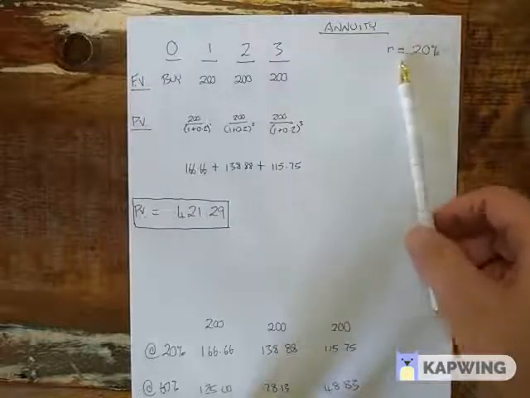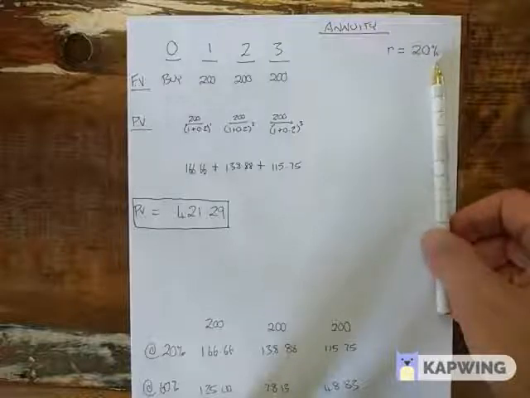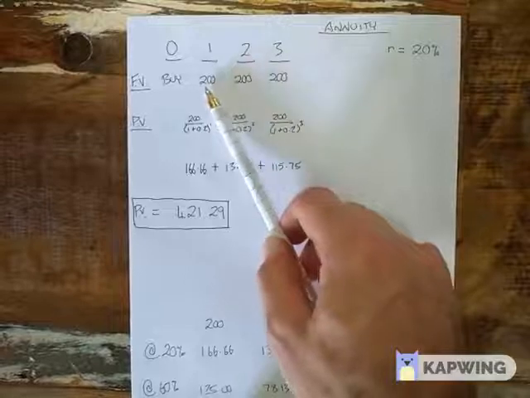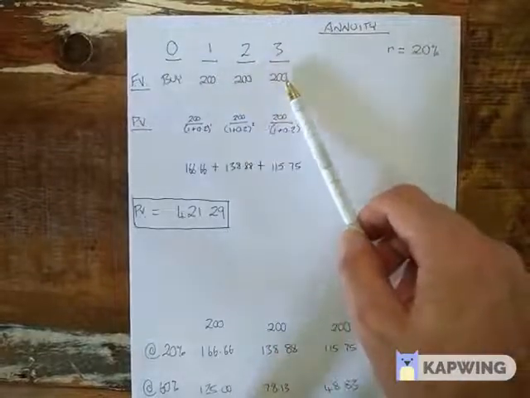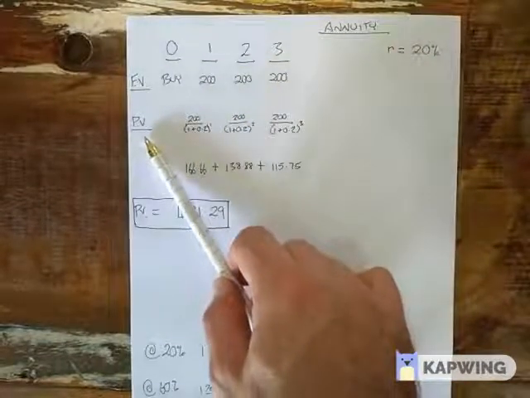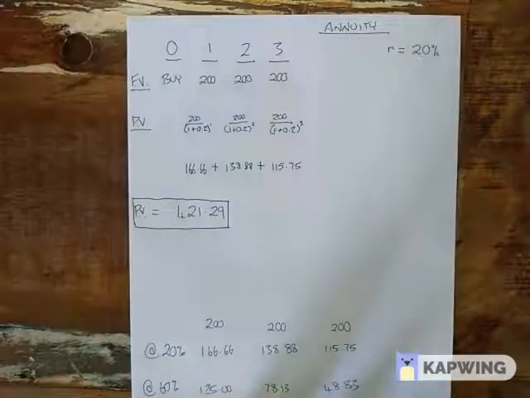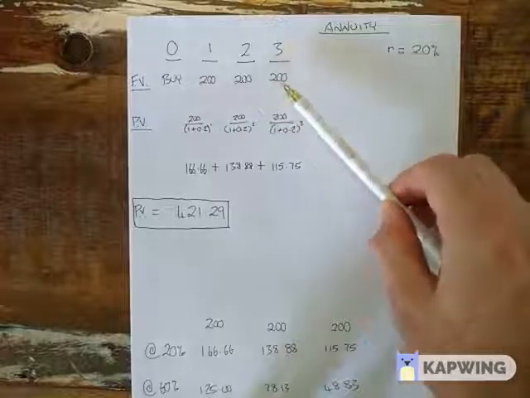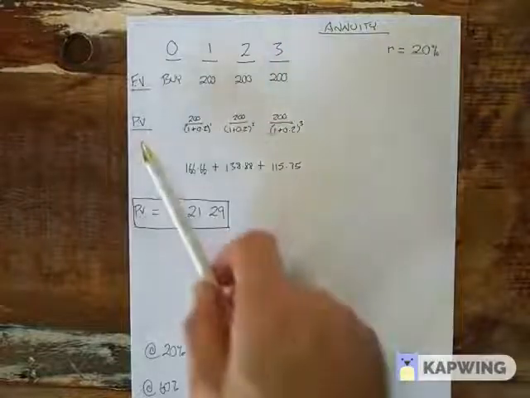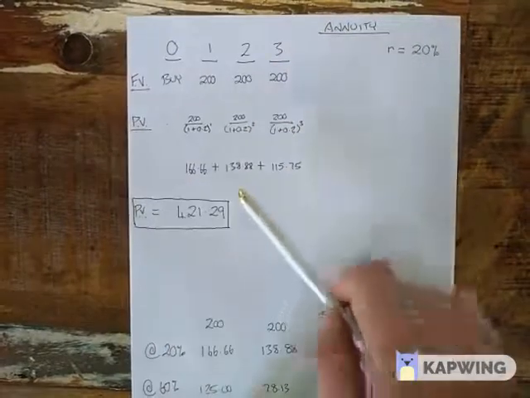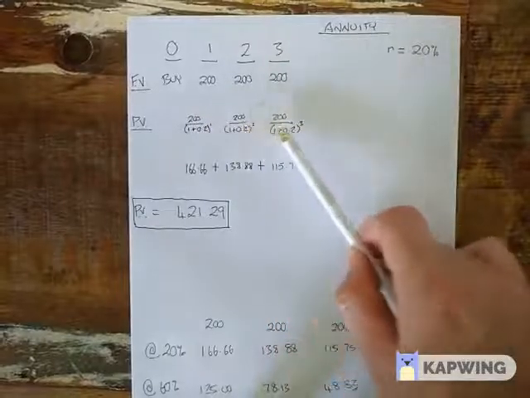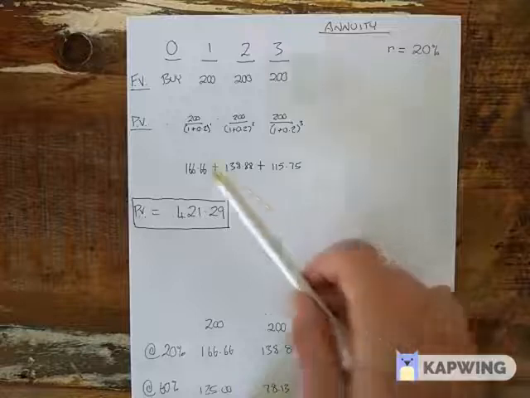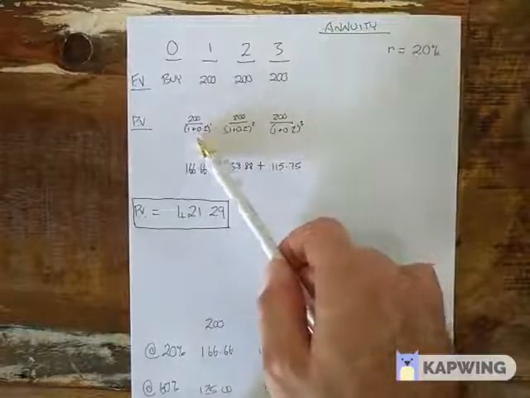I have an interest rate or a discount rate of 20%. Now, this future value of $200 is not the same as the present value of those $200. We need to discount them. We need to find out what these future incomes are valued at in the present. So we take those future incomes, 200, 200, 200, and we divide them by the discount factor that we saw on the last page. 1 plus R.